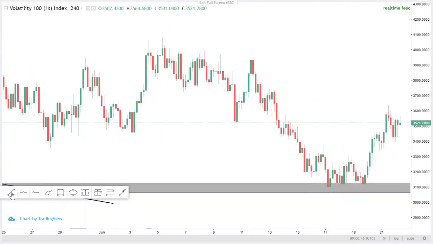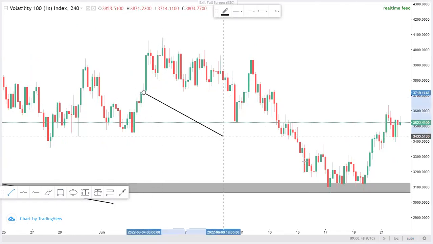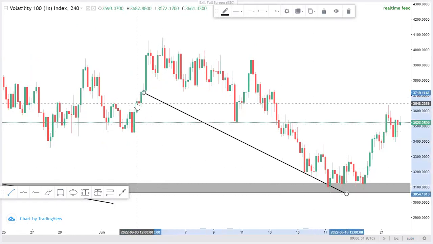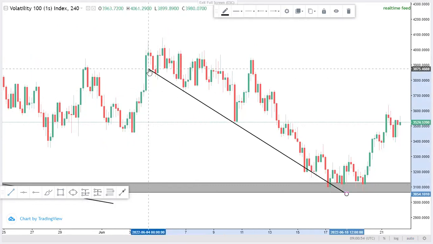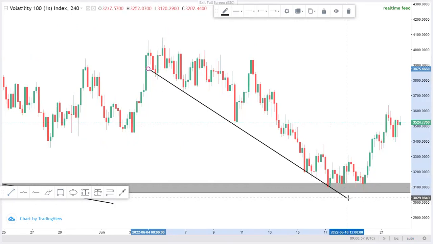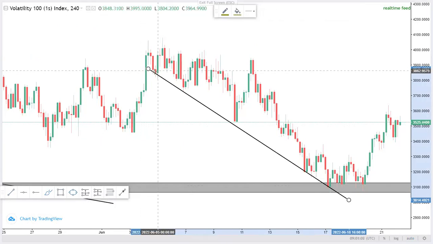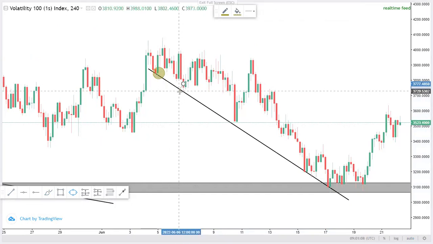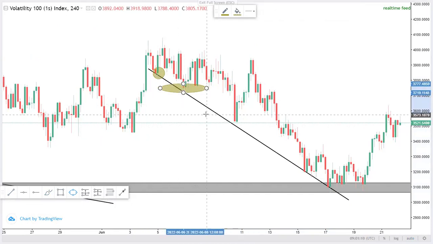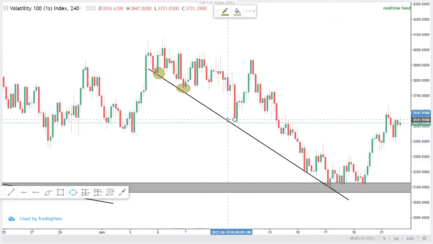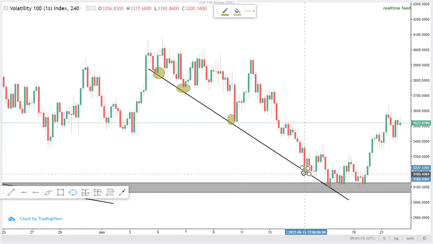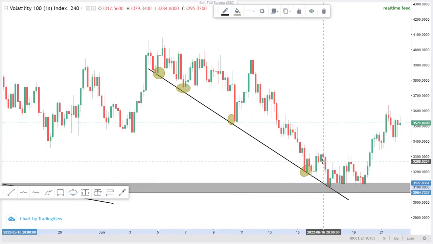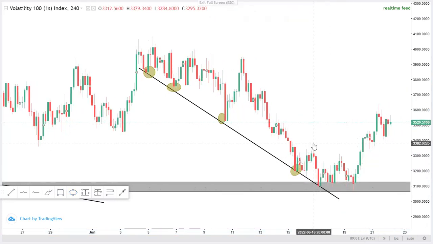So right now, let's look at some certain things. You can see here that the market respected the trend line. Market respected here, respected here again, just like that. Multiple touches, and we have a lot of consolidation within that area.